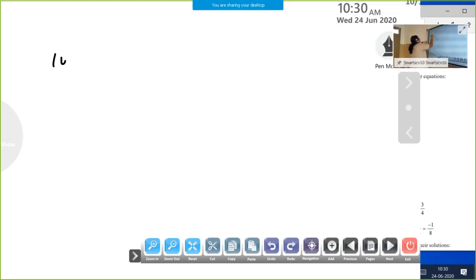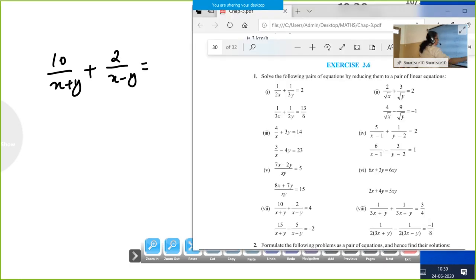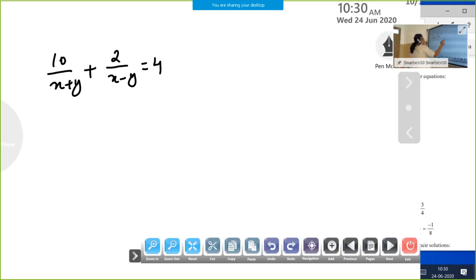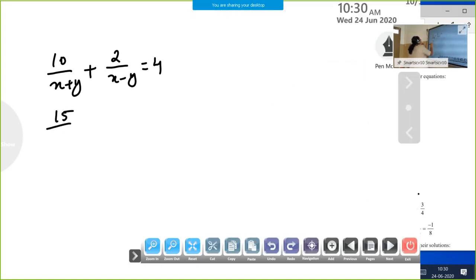Listen, 10 divided by x plus y plus 2 divided by x minus y is equal to 4. 15 divided by x plus y minus 5 divided by x minus y is equal to minus 2.